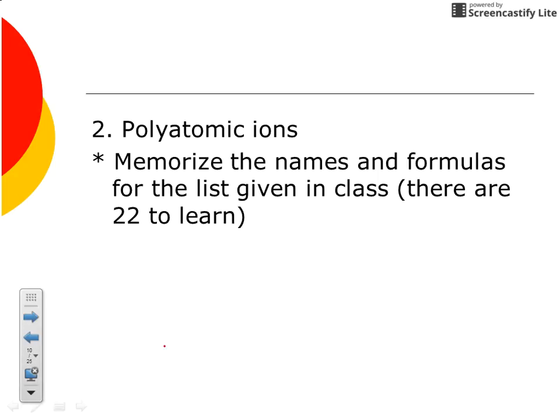Finally, we have our polyatomic ions, and there's a list of 22 that I gave you to learn. You just need to memorize those. There's many, many polyatomic ions, but I gave you 22 of them to learn.